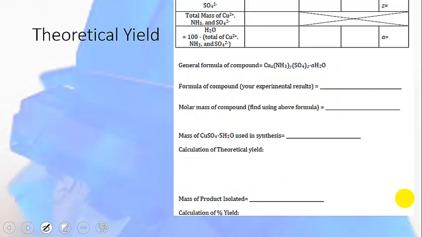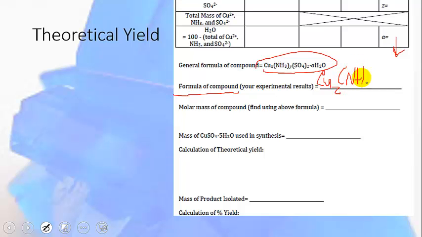This is in your report form. So here's your general formula. So you'll use your whole numbers that you get from that table up above, and you will write the formula of your compound here. So in my example up above, if I had a 2 to 2 to 3 to 4 ratio, I would have to write Cu2(NH3)2(SO4)3 dot 4 H2O.